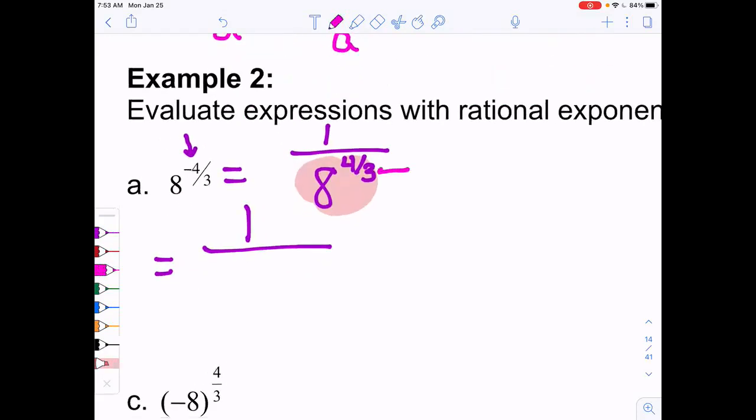So our index is the denominator. So my index is going to be 3. And then I have the 8. The exponent is 4. Questions about changing the way that's written?